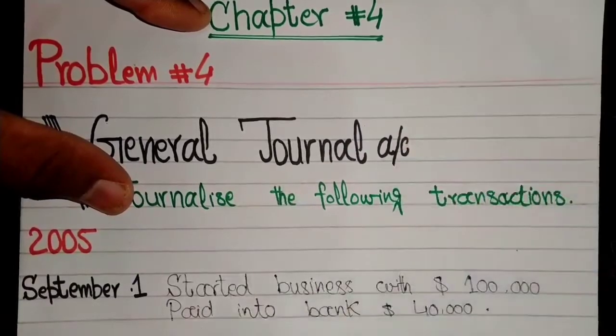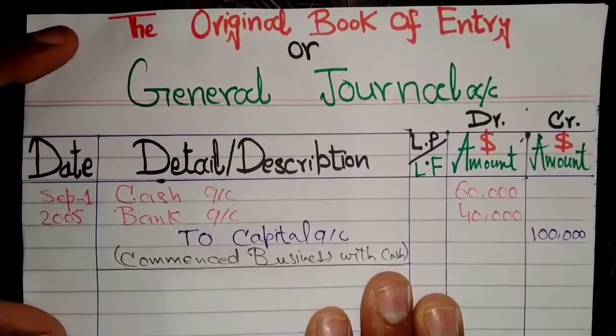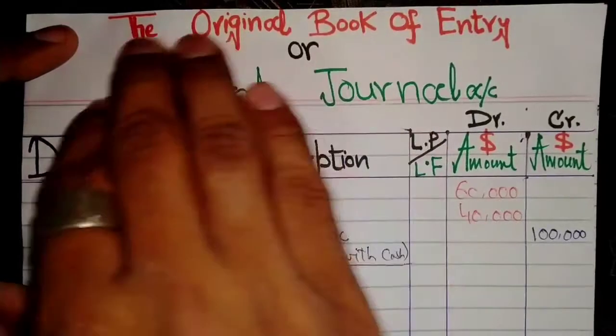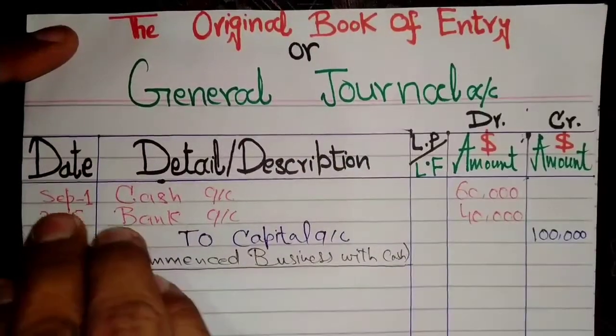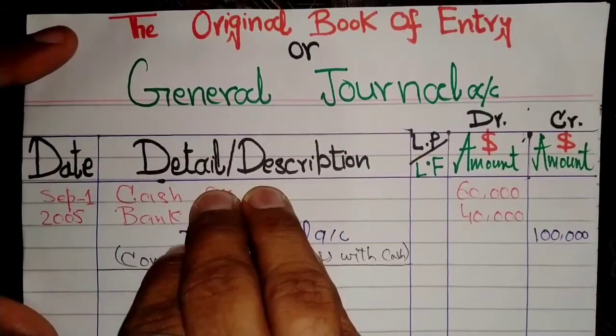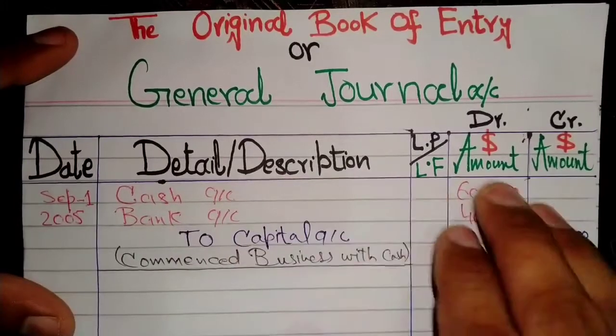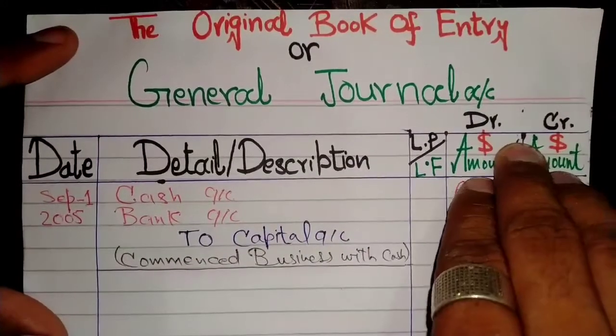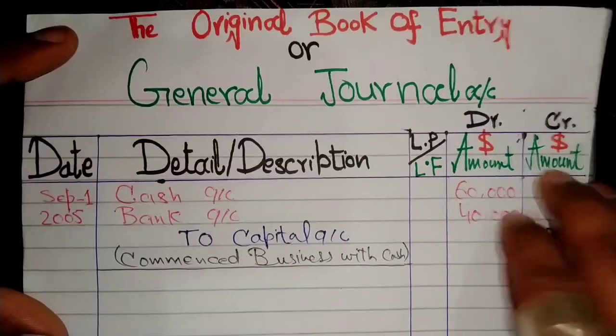Clear? Dear students, this is the format of a general journal account, or the original book of entry. This is the column of date, this column is for details or description, ledger page, amount in dollars debit, and amount in dollars credit.